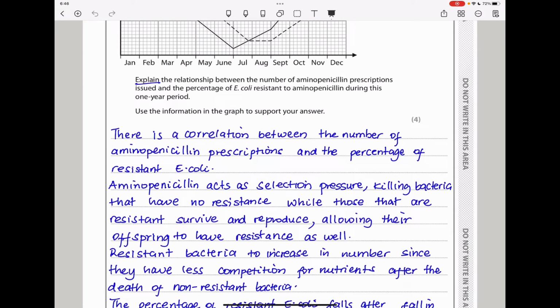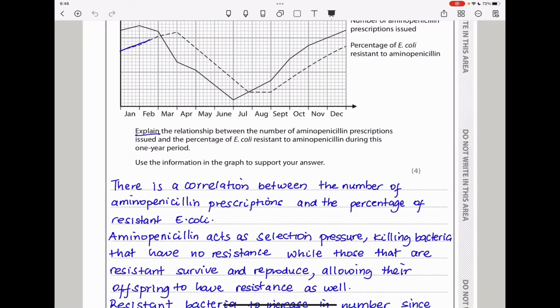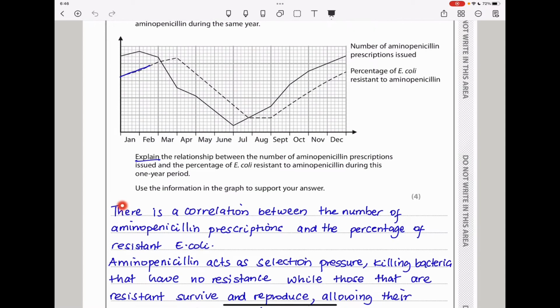So I said, again, this is about explaining the relationship. So you have to begin by talking about the relationship. I say there is a correlation between the number of aminopenicillin prescriptions and the percentage of resistant E. coli. This part here is you talking about the relationship that exists. And again, remember the question says, explain the relationship. You have to begin by acknowledging what kind of relationship they have. The relationship we see here is there is a correlation between the two.